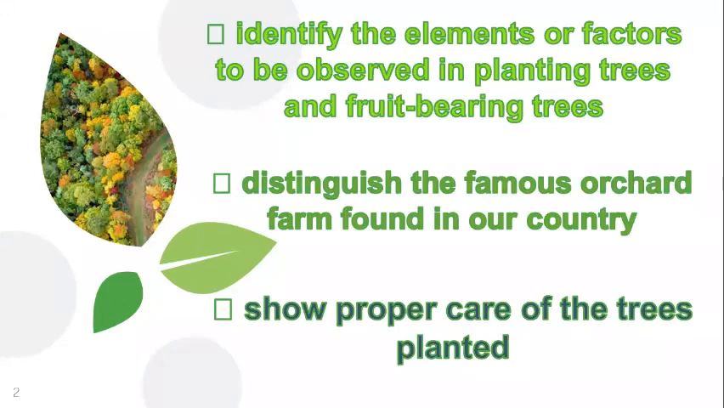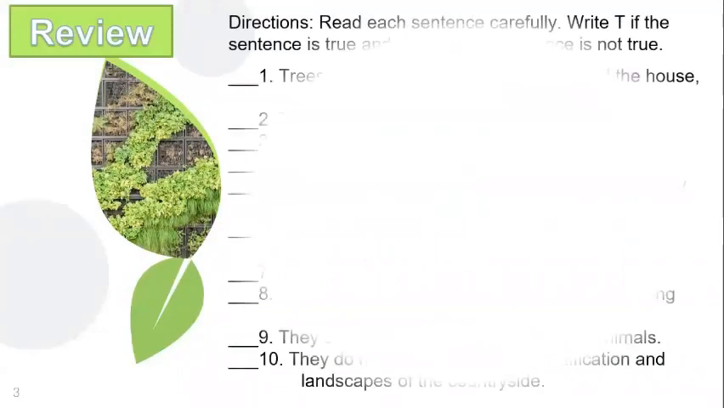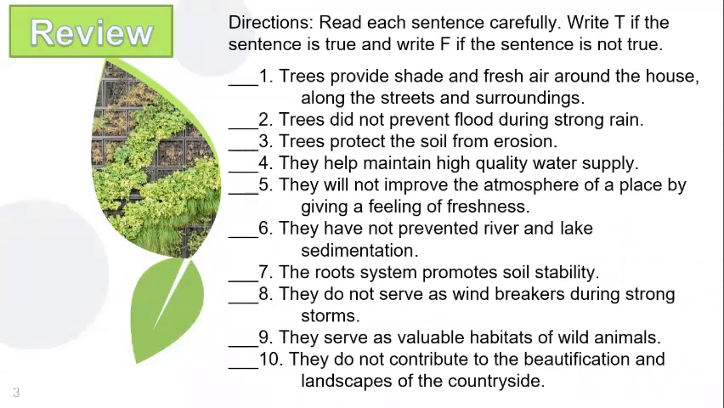Children, let us check now how much you mastered your previous lesson on importance of planting and propagating trees and fruit trees. Please read and answer the activity. Good luck! And don't forget to prepare your pen and paper for the directions. Read each sentence carefully. Write T if the sentence is true and write F if the sentence is false or not true. Are you ready?